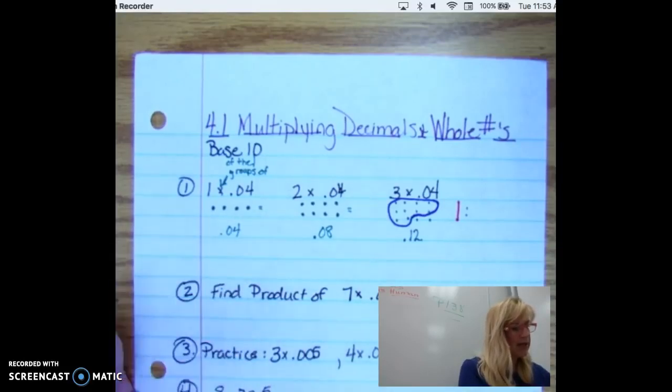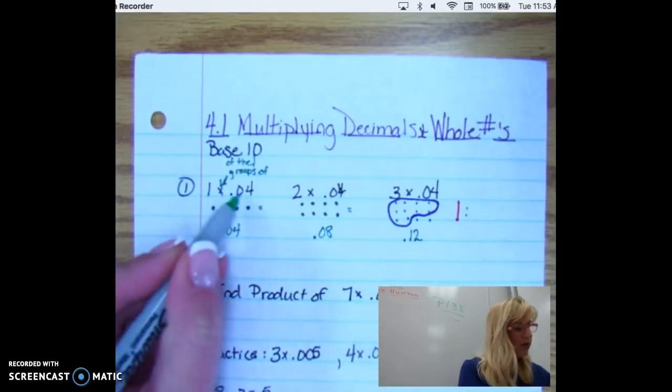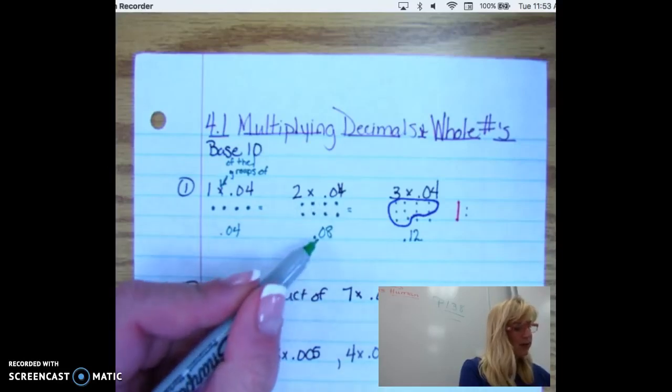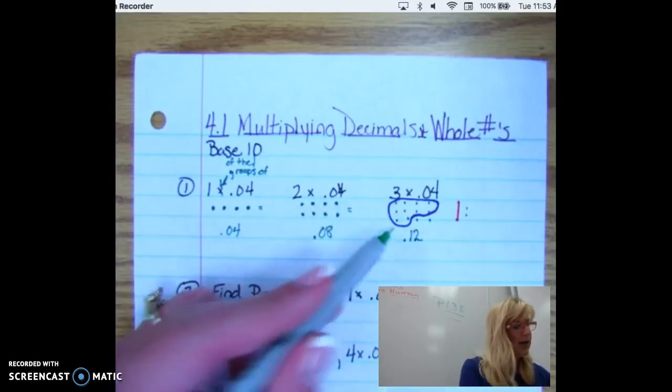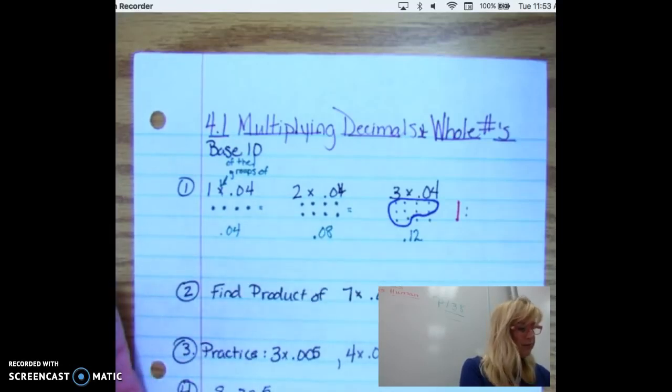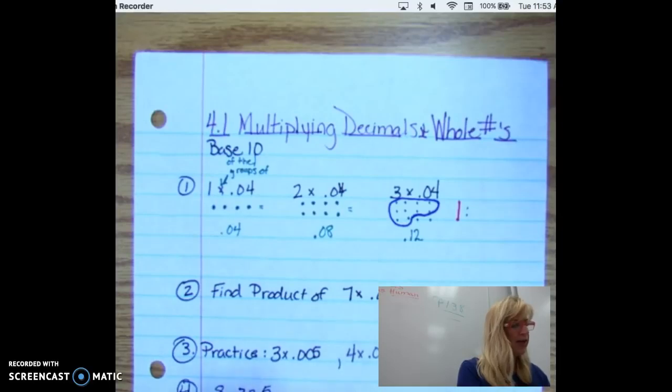And I misspoke, it's hundredths. If I have one group of 4 hundredths, it's still 4 hundredths. If I have two groups of 4 hundredths, it's 8 hundredths. If I have three groups of 4 hundredths, it's 12 hundredths. So what I want you to do now is find the product of 7 groups of 6 thousandths.